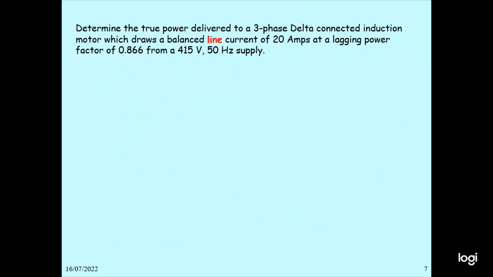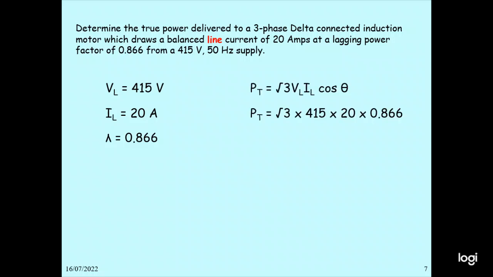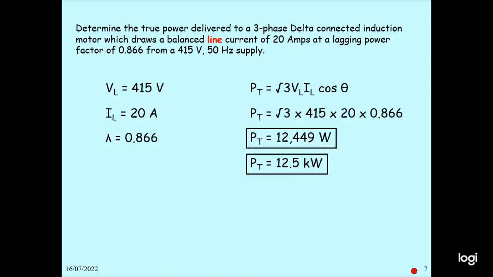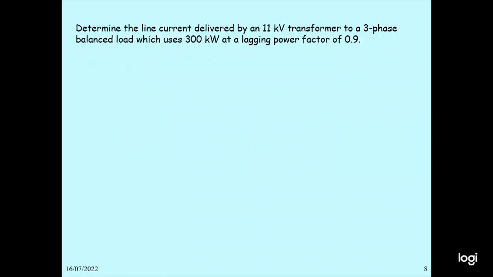Determine the true power delivered through a three-phase delta-connected induction motor, which draws a balanced line current of 20 ampere at a lagging power factor of 0.866 from the 415 volt 50 Hz supply. So VL equal to 415 volt, IL equal to 20 ampere, lambda equal to 0.866. So P equals root 3 VL IL cos theta, root 3 into 415 into 20 into 0.866. You get 12,449 watt, so 12.5 kilowatt.